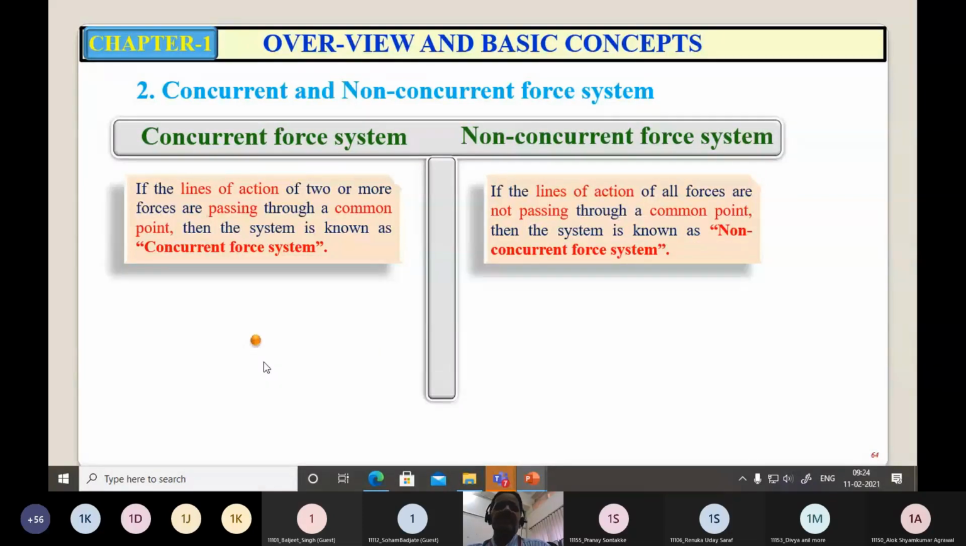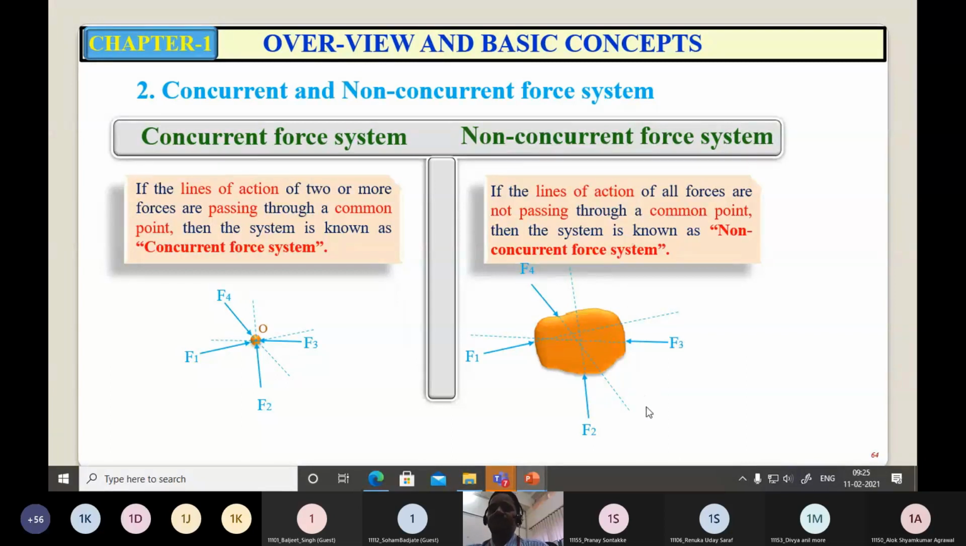Now let us consider a small body on which 4 forces are acting, F1, F2, F3, F4. But the lines of action of all these 4 forces are passing through point O, which is common. So this system is known as concurrent force system. Now here, again 4 forces are acting on the body, but the lines of action of all these 4 forces are not passing through a common point. So it is non-concurrent force system.